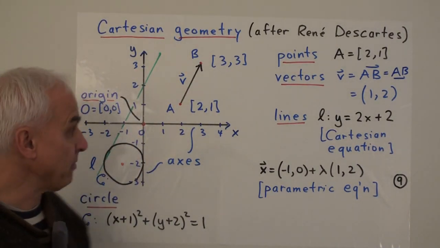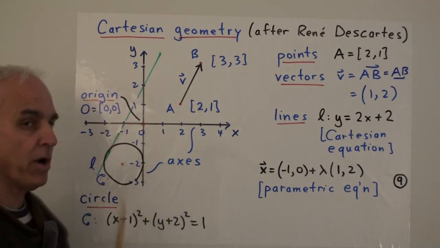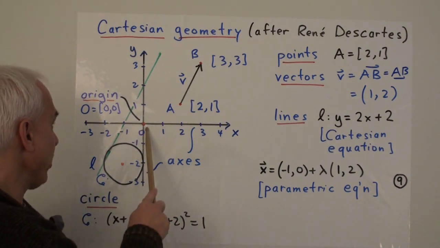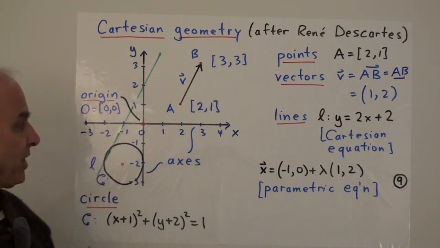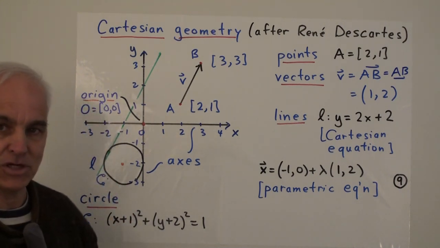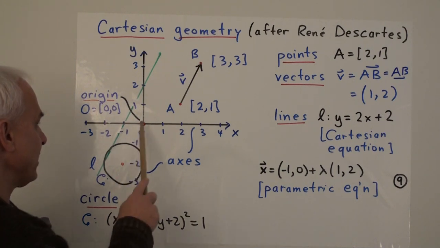And I might mention the most important point in this story is the place where the two axes meet. That's a special point called the origin. Its coordinates are, of course, [0, 0], and it's often denoted with the symbol capital O. That's the origin.